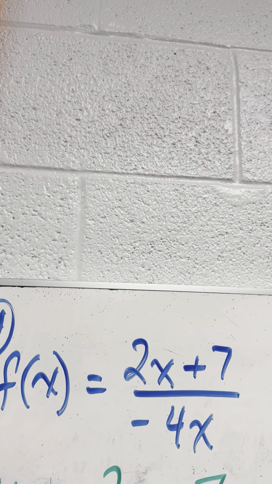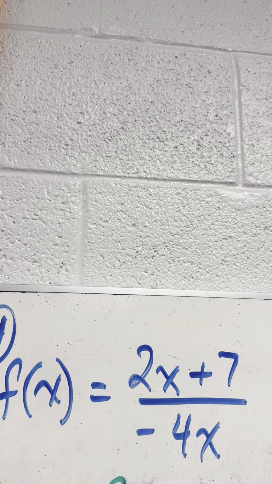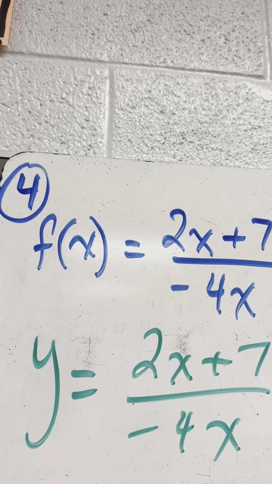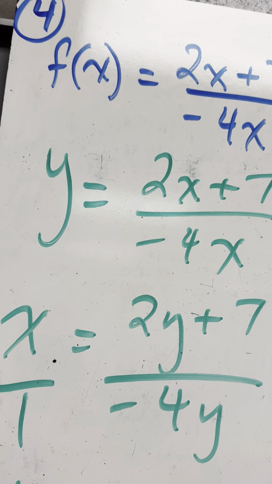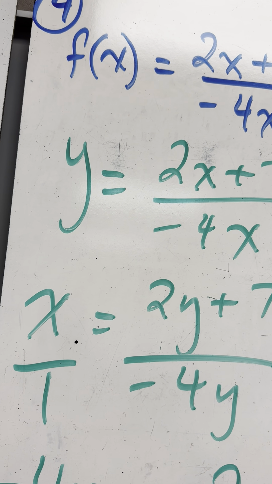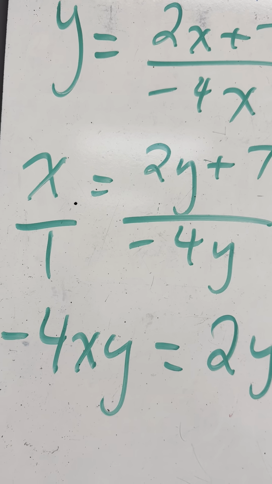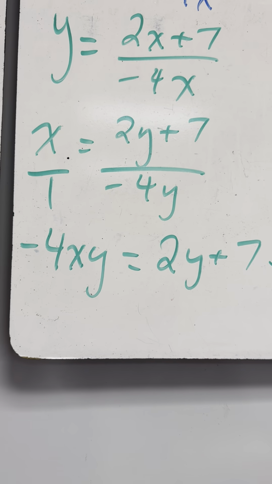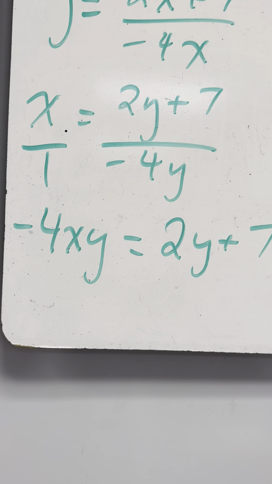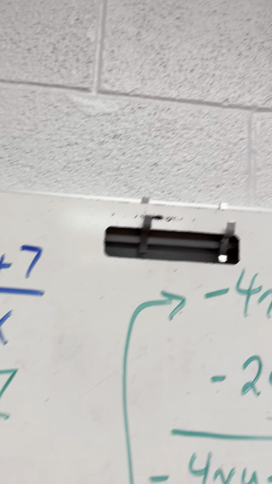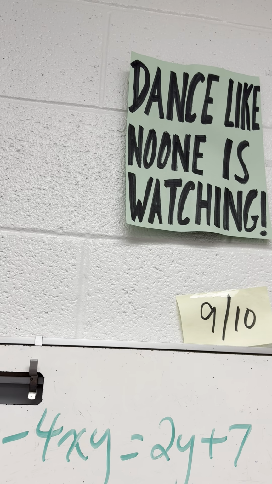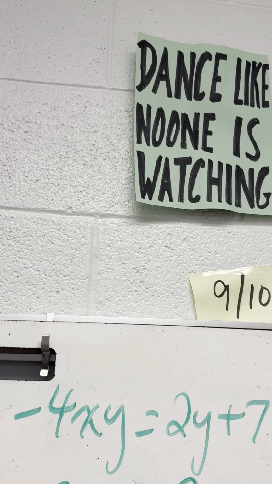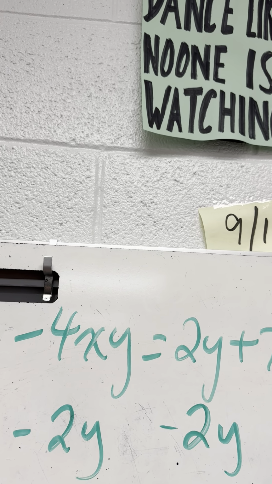F of x equals 2x plus 7 over negative 4x. Instead of the 2x's, they're going to be 2 y's. Okay? I'm going to cross multiply. Negative 4xy equals 1 times 2y plus 7 is 2y plus 7. All right? Once again, I need the y's to be on the same side. For the y's to be on the same side, I'm going to subtract 2y from both sides.